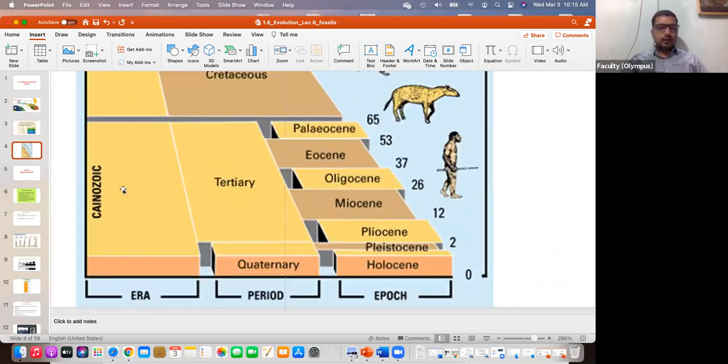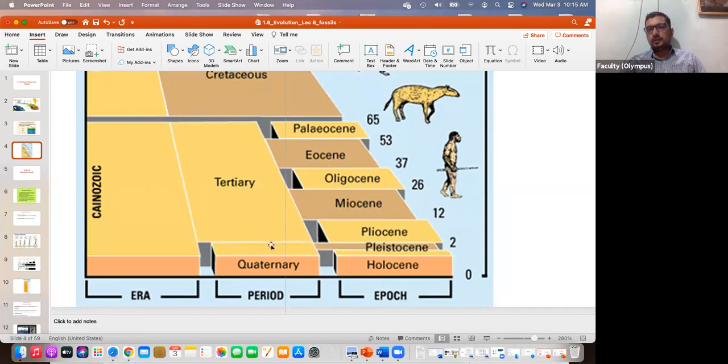So the Cainozoic, also called the Cenozoic era, as I was telling you. Cenozoic refers to new life. The current era is the Cenozoic era, also called the Cainozoic era. This is where our interest lies. Here there are two periods within it. What are they? Tertiary period and Quaternary period.